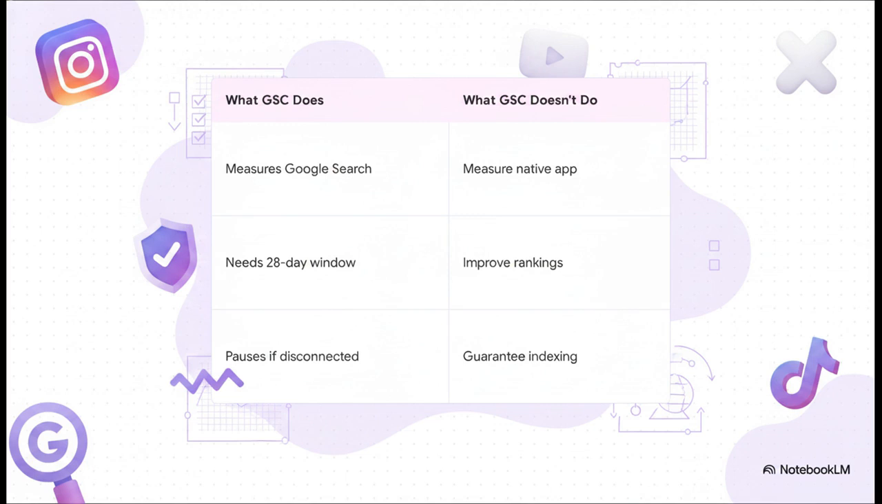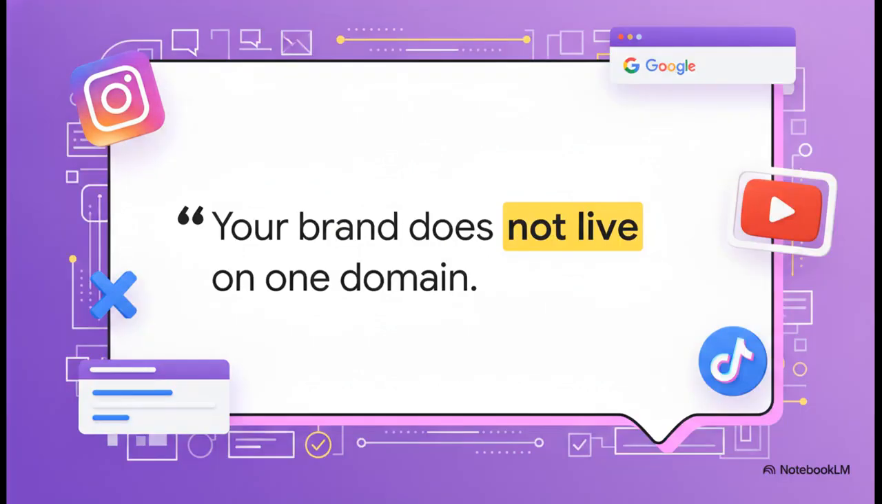Plus, you got to remember the data lags a few days after setup, and the reports default to a 28-day view. But honestly, the most critical caveat: if your external social login expires, the tracking will completely pause until you go back in and re-verify. You absolutely must build a recurring calendar check into your process. Otherwise, you're going to find yourself staring at a 6-week data gap that you have to somehow explain to a client.